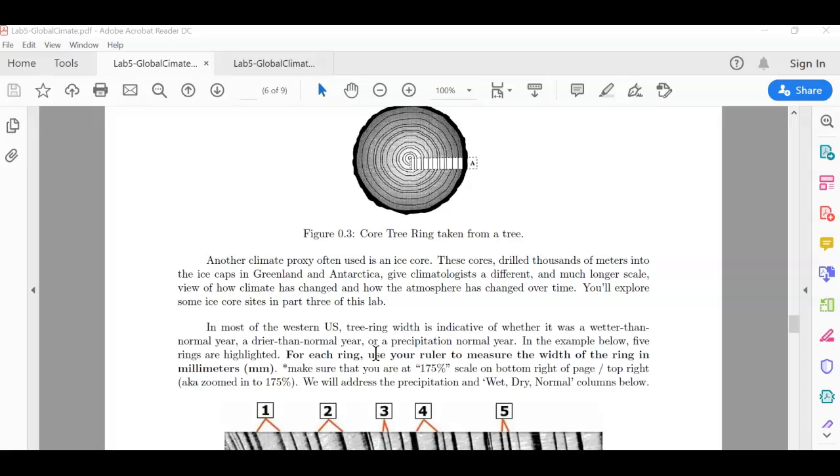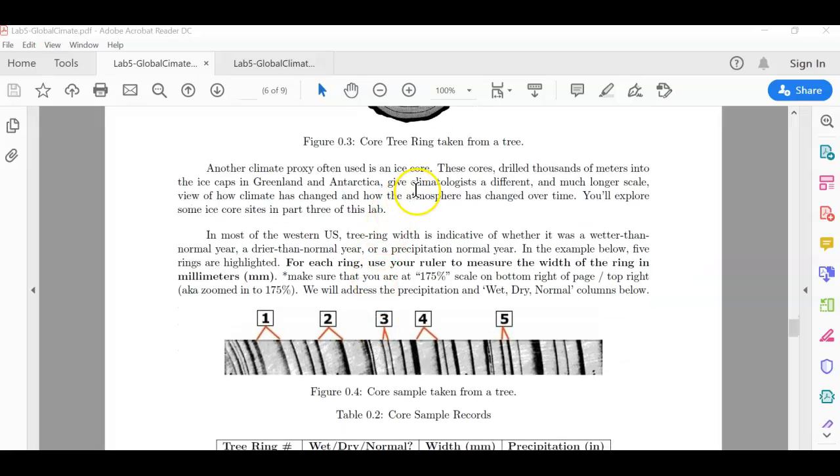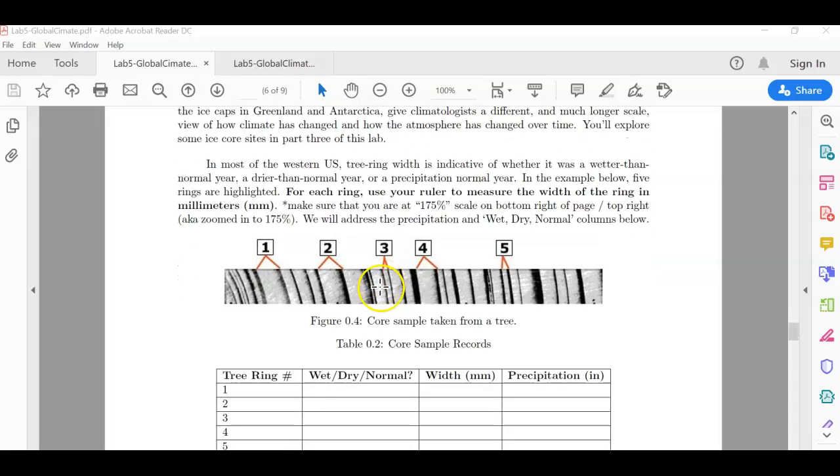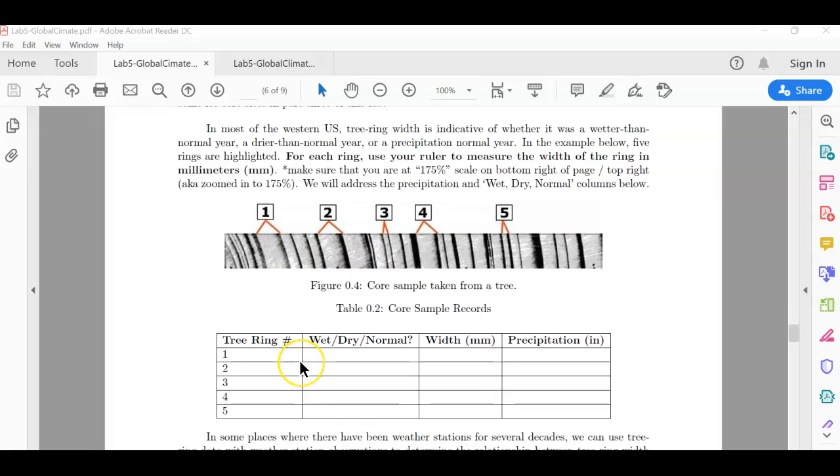Another climate proxy often used are ice cores. These cores, drilled thousands of meters into the ice caps of Greenland and Antarctica, gave climatologists a different and much longer scale view of how climate has changed and how the atmosphere has changed over time. You'll explore some ice core sites in part 3 of this lab. We won't deal with it just yet, but it's just another proxy record that we use.